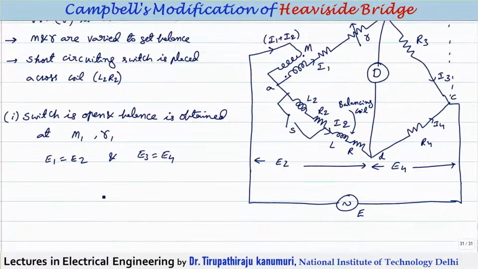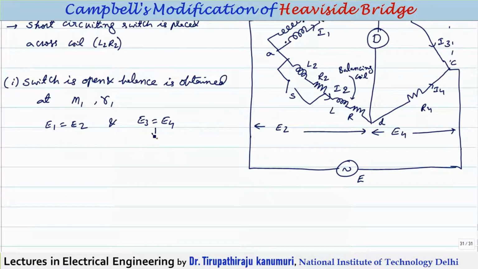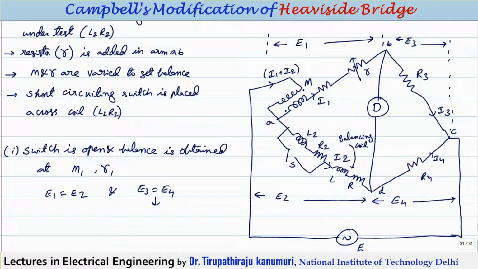So let us try to calculate each one of them. E3 is equal to E4. You can see here E3 is nothing but I3 multiplied by R3, and E4 is I4 multiplied by R4. Under balanced condition, as no current passes through this detector, whatever current I1 is passing through this one, the same current will pass through this. That means I1 multiplied by R3 is equal to I2 multiplied by R4. I am taking this as equation number 1.